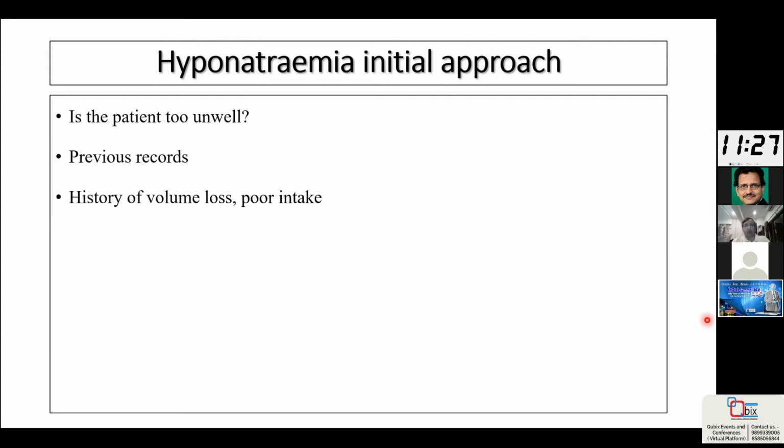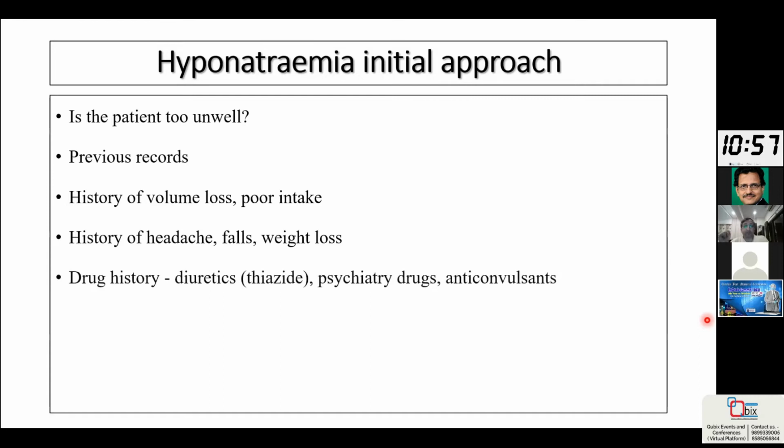Is there any history of volume loss, a poor intake? Just yesterday, I had a lady with a sodium of 101, with a history of stroke and not being cared for by the family. Clearly, there was poor intake and there was volume loss clinically as well. History of headache: I'm hinting at subdural. Is there any history of falls? Again, hinting at subdural. Headache might also mean subarachnoid hemorrhage or any brain tumors. History of weight loss would indicate malignancy.